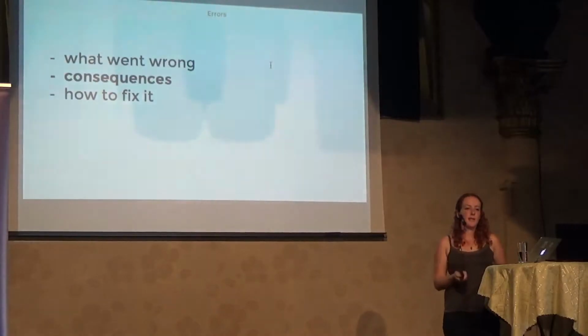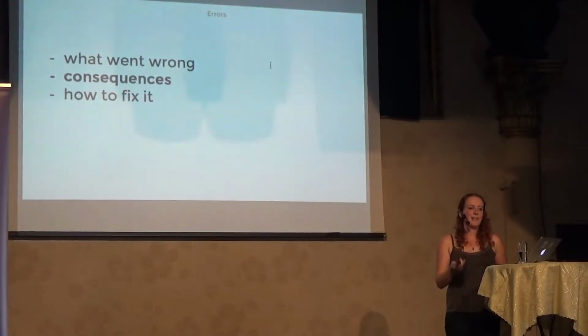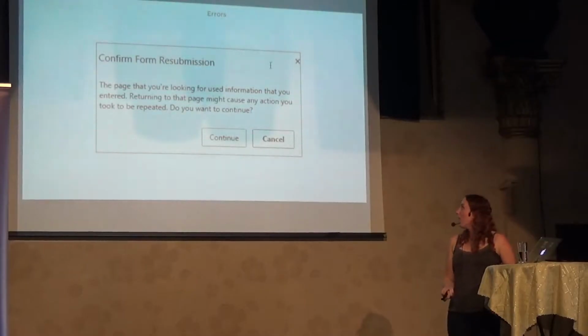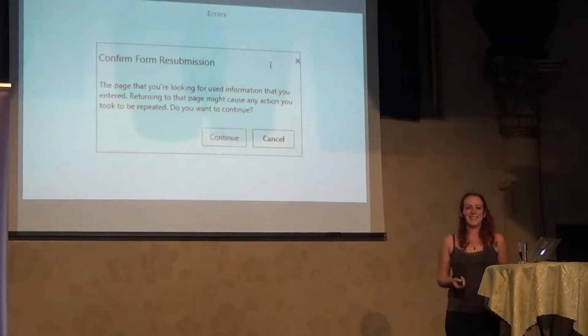So next, the consequences of the error. This often won't be relevant, but if, for example, you've lost data, then you need to communicate that to your user. And again, you need to communicate it in a way they can understand. This is a dialogue that Chrome throws up that I think is baffling. Returning to that page might cause any action you took to be repeated. Do you want to continue? I'm not sure.